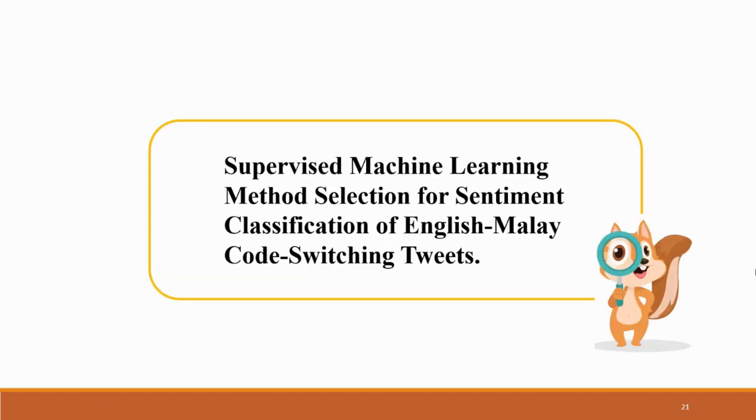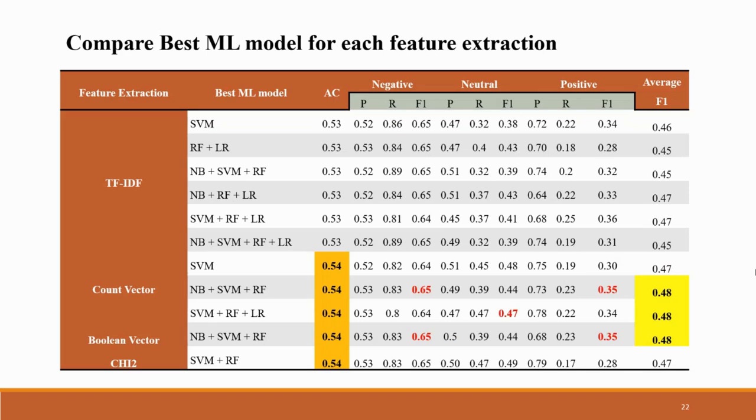Next is the result for supervised machine learning method selections for sentiment classifications of English and Malay code switching tweets. This is a result of comparison among the best learning models with the best hyperparameter combinations in every feature extraction method. From the result, we can know that the count vector, Boolean vector, and chi-square are better than the TF-IDF feature extraction method, as the accuracy of the best learning models is higher than the TF-IDF best learning model.